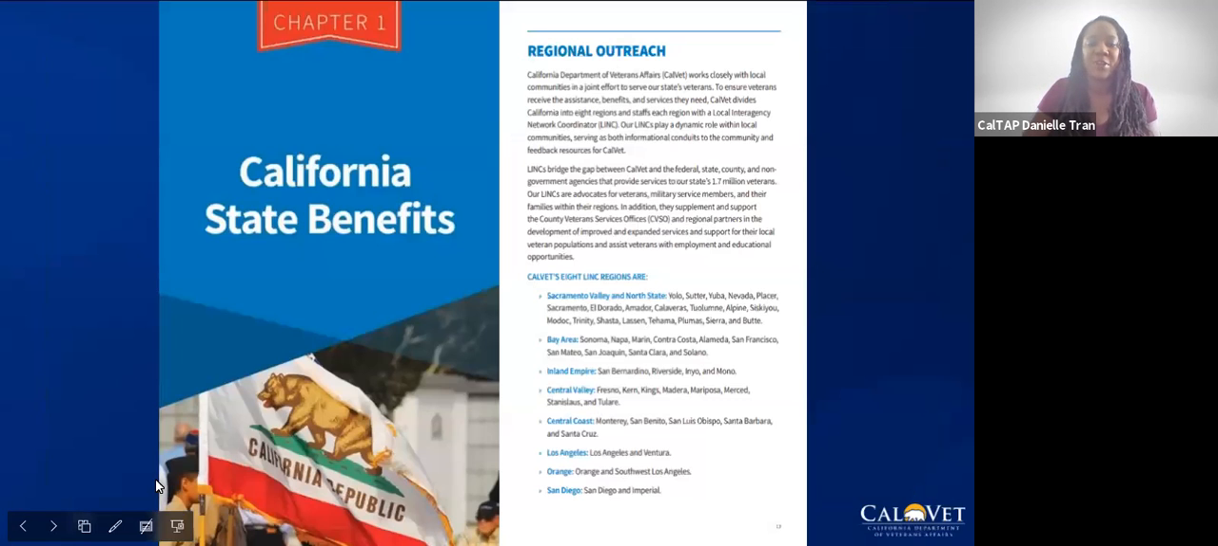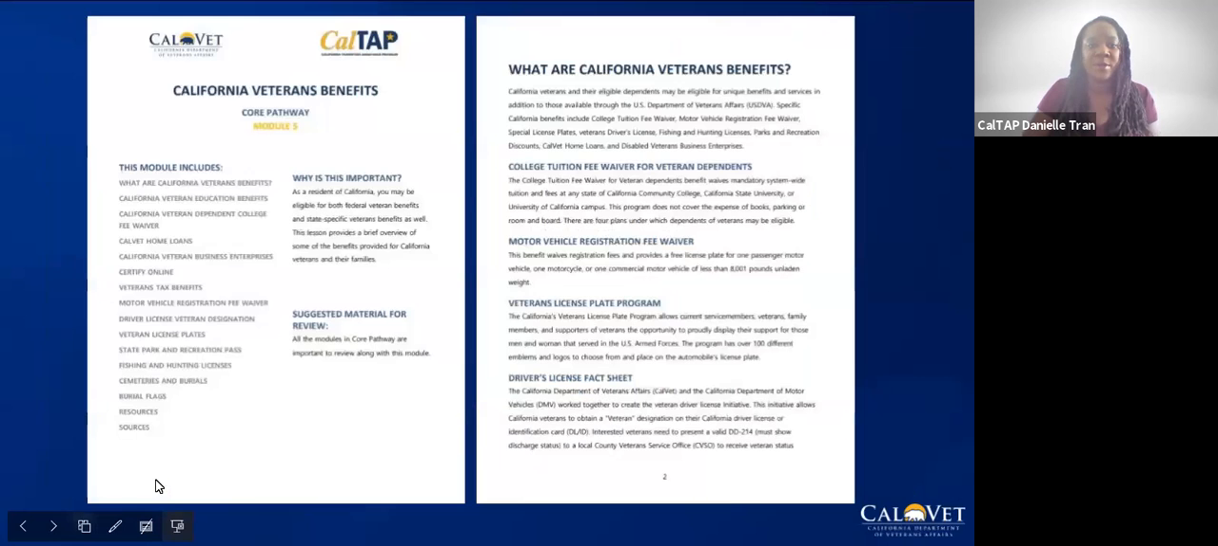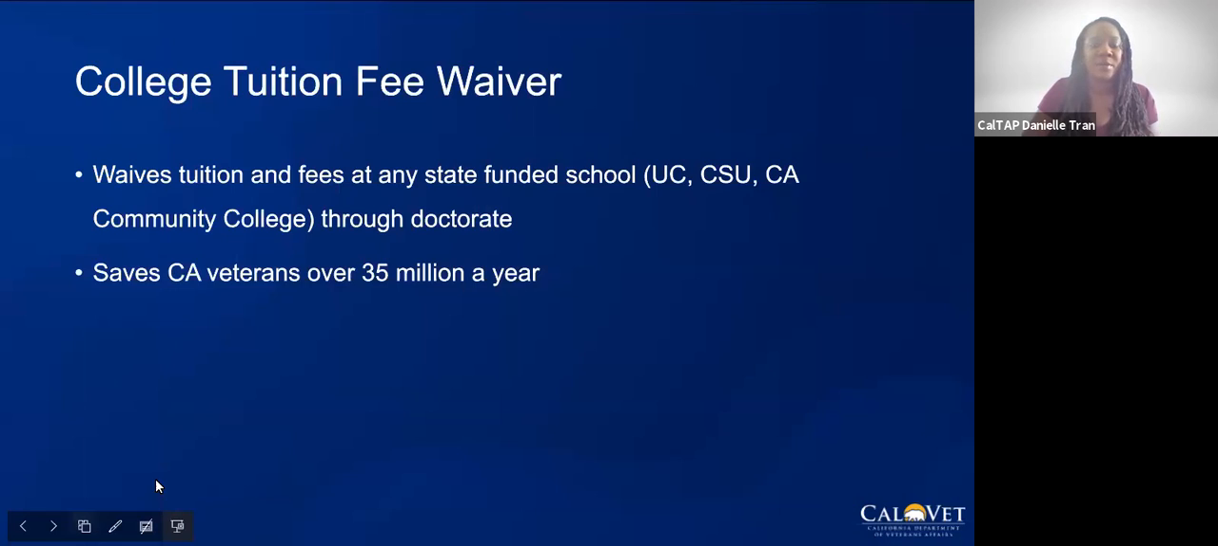Again, chapter 1 in your Veteran Resource Book goes into some detail on what those benefits are. And you can also get access to the PDF documents on the CalTAP website. To start, we're going to talk about the college tuition and fee waiver for veterans dependents. And what this does is waives tuition and fees at any state-funded school here in California through the UC, the CSU, and the community colleges. And it can potentially cover your child's education, your dependent's education, all the way through their doctorate.